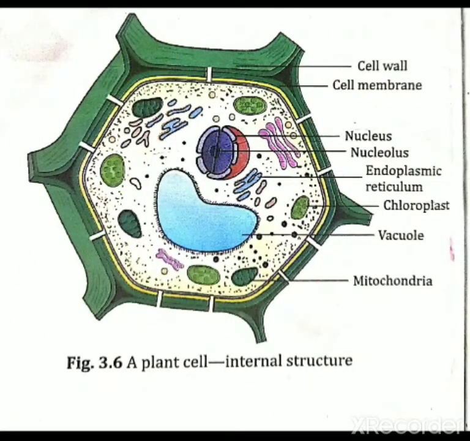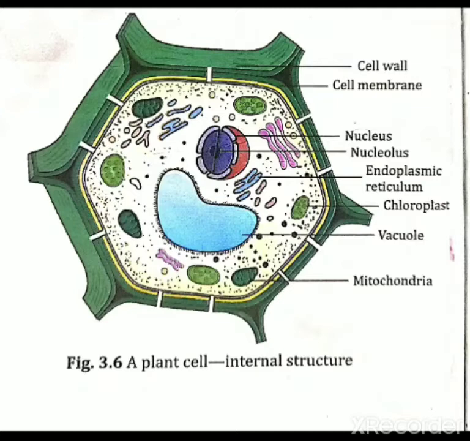Then this is your plant cell. I told you about the cell membrane, which is the outer covering of the cell, then your cell wall. What is the cell wall? The cell wall is found only in the plant cell. It is found only in the plant cell, and it provides mechanical support to the plant cell.